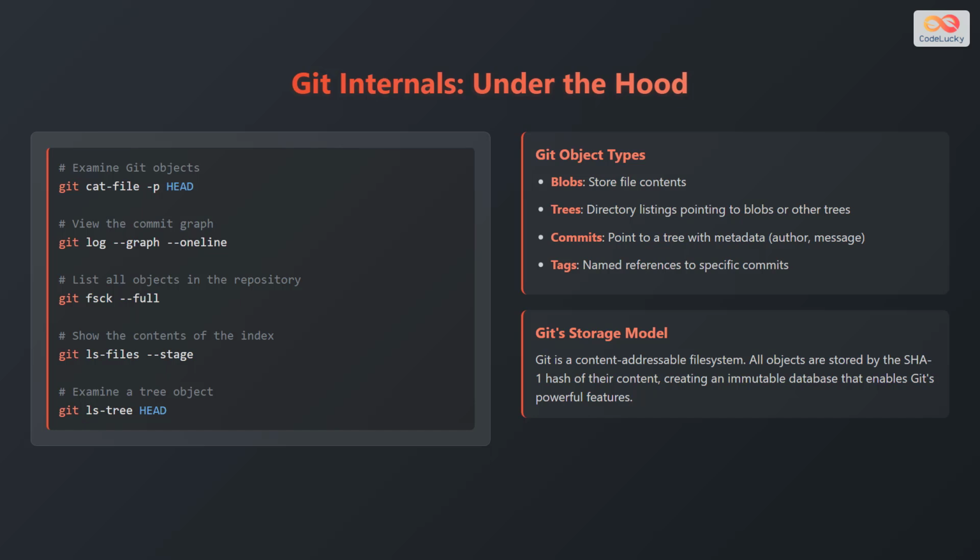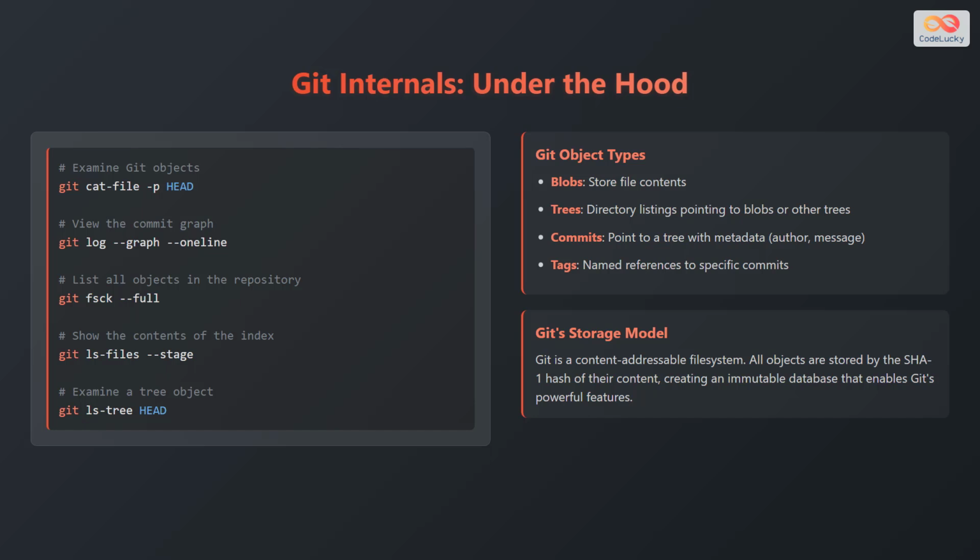Understanding Git internals can greatly enhance your Git skills. Explore Git objects using the command git cat-file -p, and then the object's hash, such as HEAD. View the commit graph with git log --graph --oneline. List all objects in the repository with git fsck --full. Show the contents of the index, which is the staging area, with git ls-files --stage. Examine a tree object, which represents a directory, with git ls-tree, and then the object hash, such as HEAD.